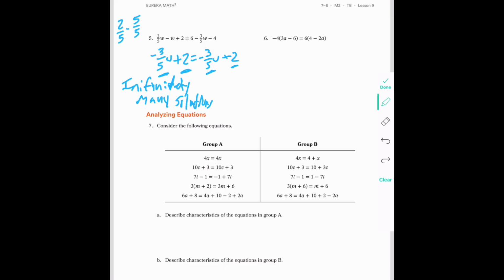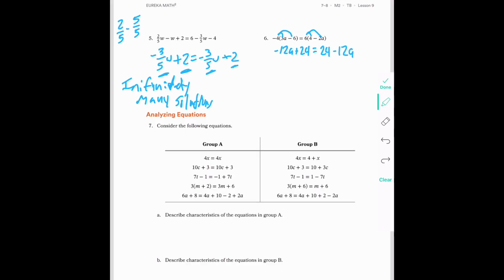For the next problem, I need to solve it once again. Doing step 1, I have to do step 1 here. That's negative 4 times both of these, and over here, that'd be 6 times both of these. So negative 4 times 3a would be negative 12a. Then negative 4 times negative 6 would be a plus 24, okay? Equals 6 times 4 is 24 positive. Then 6 times a negative 2a would equal a negative 12a.